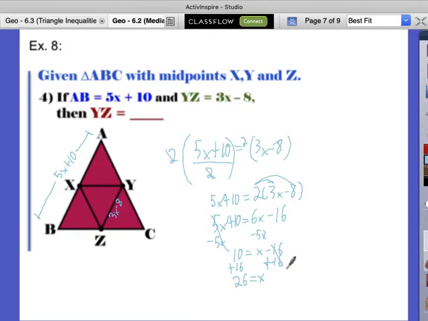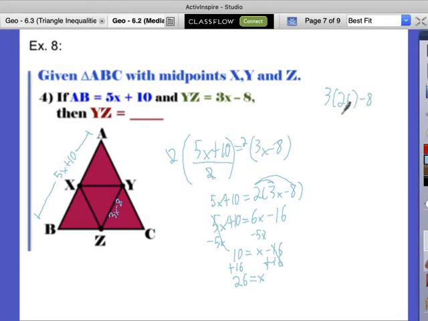Where do we plug it in at? Can we plug it into either one? Let's think about this. Do YZ though. Are they congruent? No. What would happen if we plugged it into AB? Then you have to divide by 2 at the end, wouldn't you? Okay, so we actually want to plug it in to this 3x minus 8.